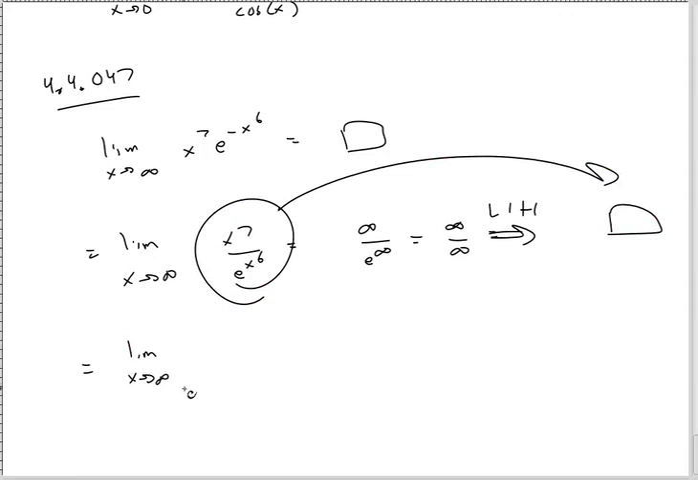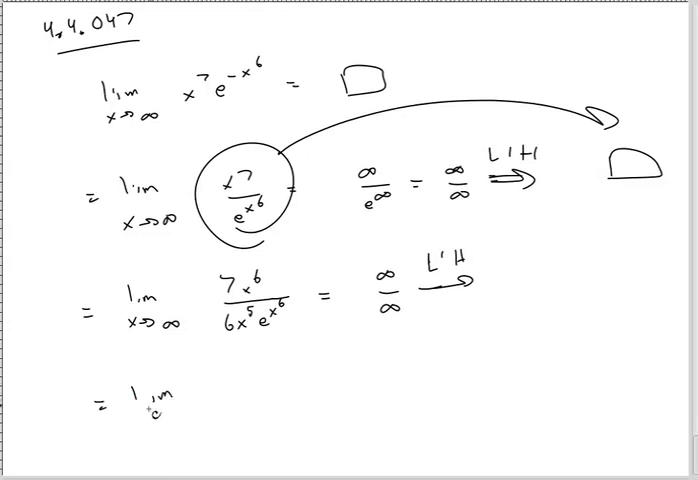And that's a good thing. If I could draw an infinity. So let's take some derivatives. So I got 7x to the 6, and then this is going to be very strange. The derivative here is going to be 6x to the 5th, and then e to the x to the 6. And then I take the limit again. So I got infinity over infinity again, L'Hopital's. And you know what? Let's do it one more time, and then I'll show you the pattern.